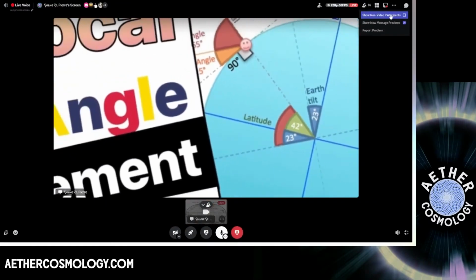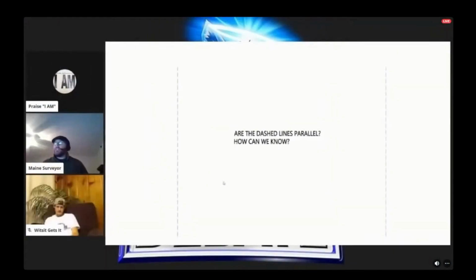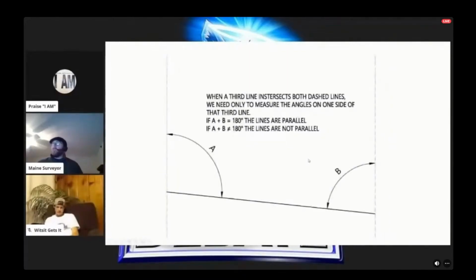Figure out if lines are parallel. Let's take these two dashed lines on either side of the screen. We can figure this out. We take a third line that intersects these two dashed lines. We measure the angles on one side of that line intersecting those two dashed lines. If angles A and B add up to 180 degrees, then those two dashed lines are parallel. If A and B add up to anything besides 180 degrees, then they're not parallel. Pretty simple stuff. Now let's apply that to a practical field exercise.